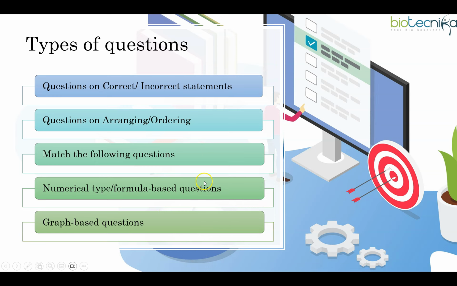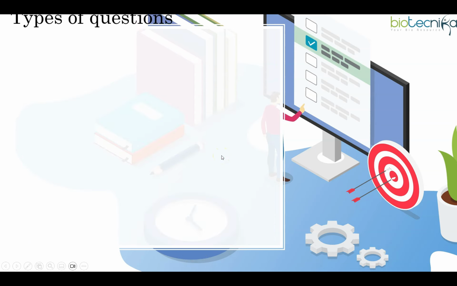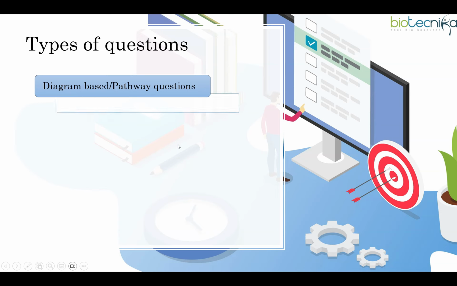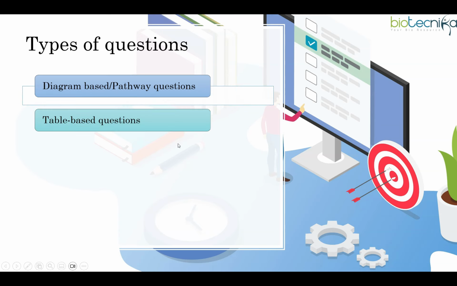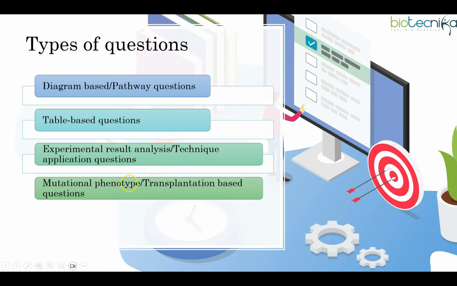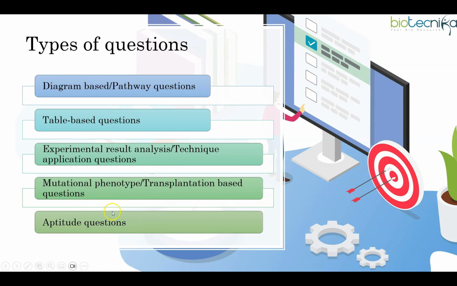I will be telling you details about all these different types of questions and also discuss one sample question along with it so that you can understand the type. You have also diagram based or pathway related, table based questions, then experimental result analysis, in which you have to apply the technique as I just mentioned. And another type which you get is if there is a mutation in a gene, or what will be the phenotype on it, or if you transplant some portions, transplantation based questions. These are also a type. And then you have the aptitude questions, obviously not forgetting the section A in your CSIR NET exam, right?